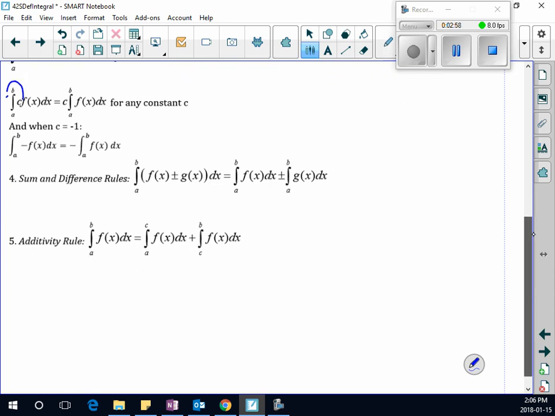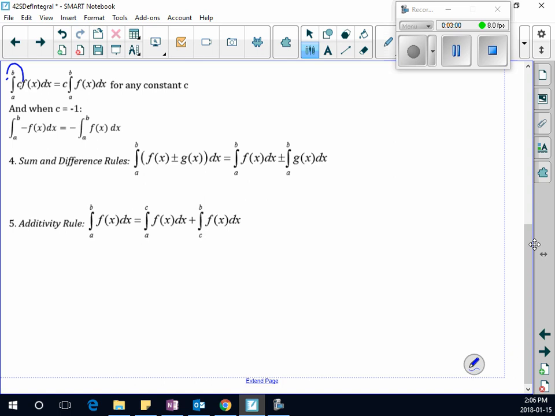Okay, sum and difference. Basically, I can integrate separately just like I did with limits, so they can be rewritten like that.